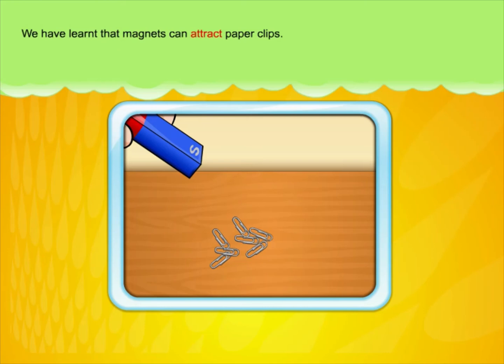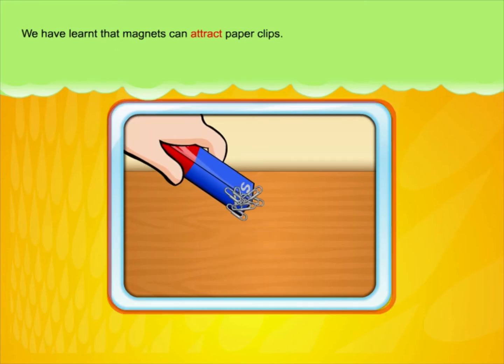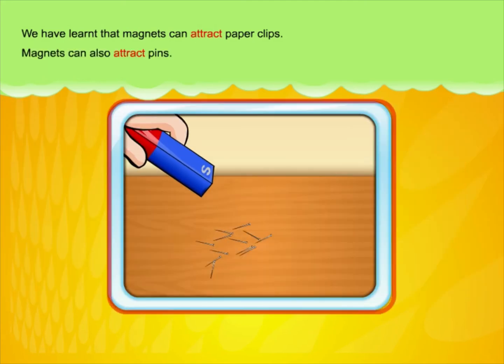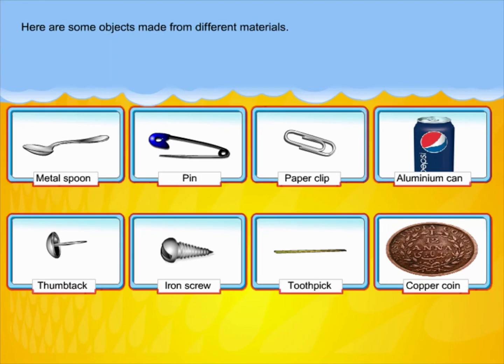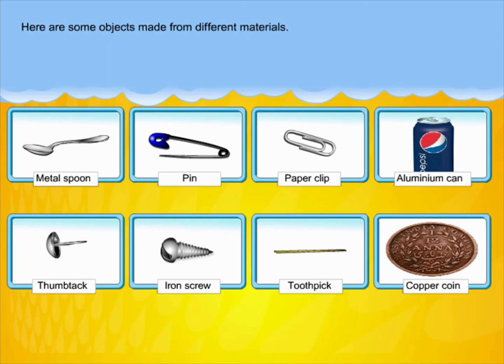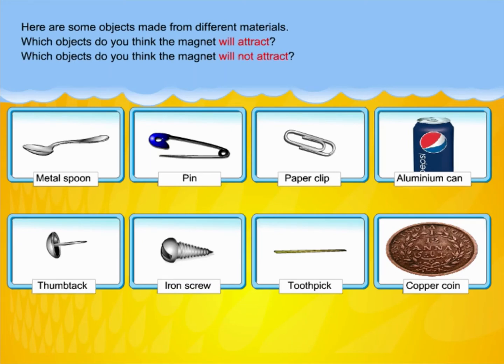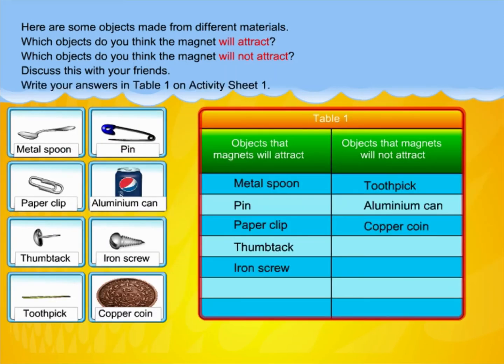We have learned that magnets can attract paper clips. Magnets can also attract pins. Here are some objects made from different materials. Which objects do you think the magnet will attract? Which objects do you think the magnet will not attract? Discuss this with your friends. Write your answers in Table 1 on Activity Sheet 1.